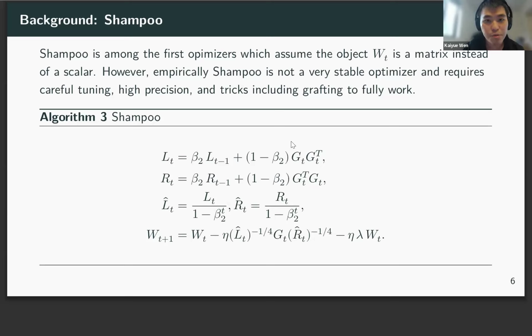But one thing that people empirically know is that the algorithm I'm presenting here, the vanilla Shampoo, is not a very stable optimizer. It requires a lot of careful tuning, and the operation of the negative 1/4 power requires a very high precision calculation. In the recommended implementation by Google, the power is actually computed in FP64, which is not even supported on some hardware. So it's very hard to get Shampoo to work.